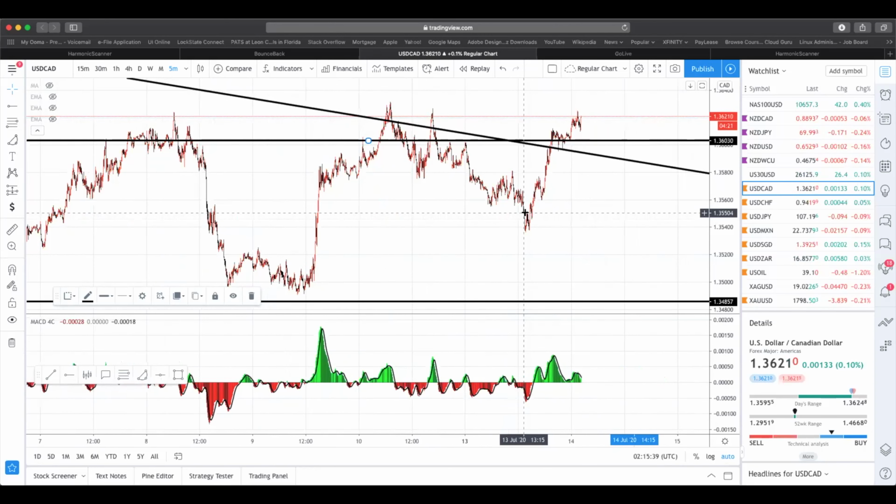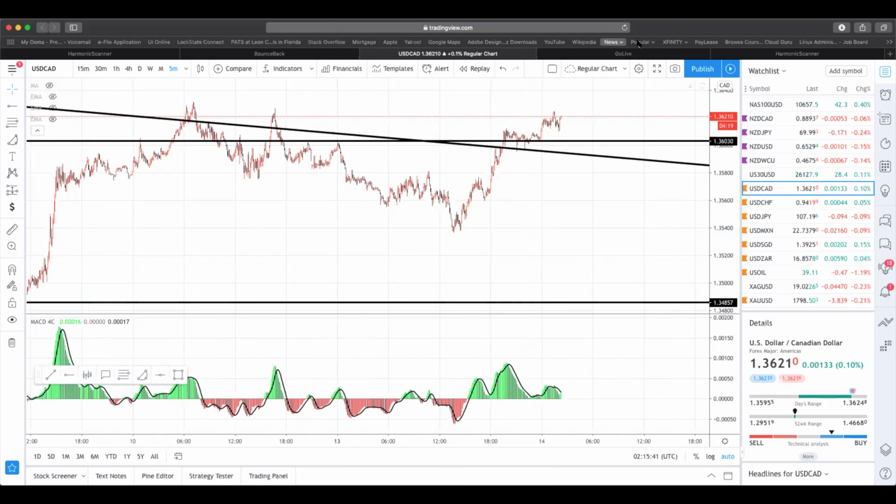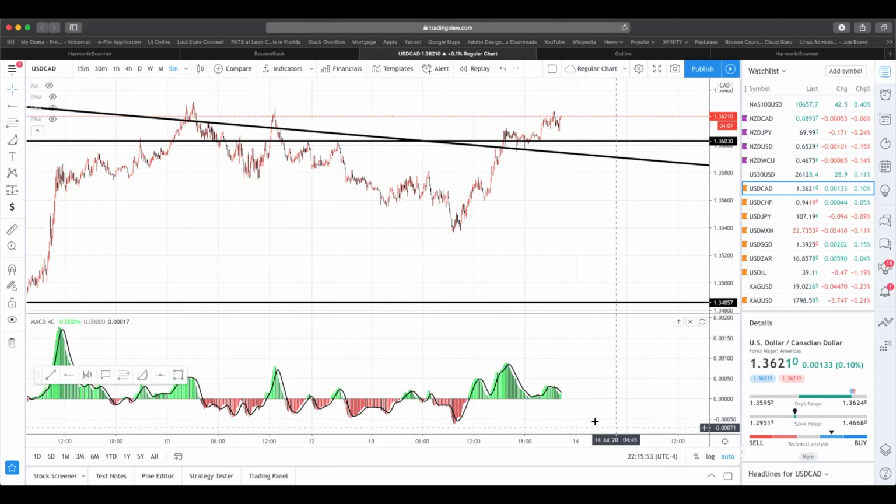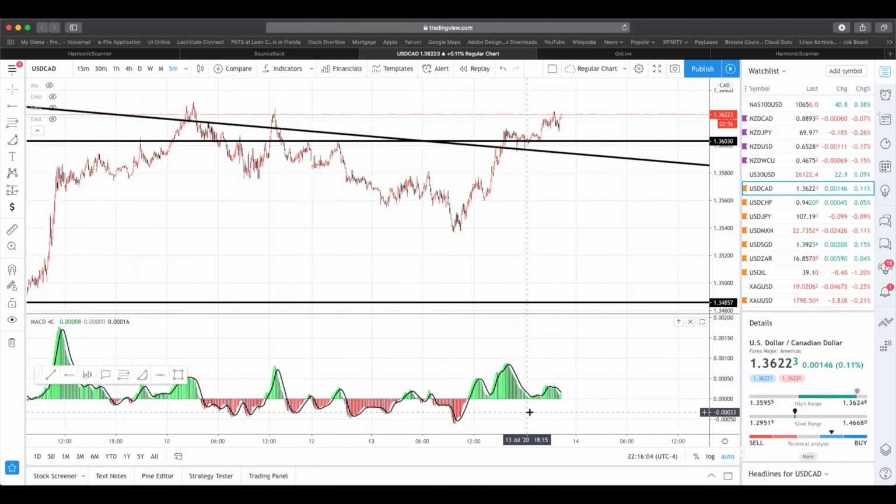How long ago was that? Actually, it was about 4 hours ago. Okay, so about 6. Let me do my time. I'm not going to do UTC, I'm New York. Cool. So let's go 18, right about here. Boom. What I like to do is put a vertical line, just kind of mark it.